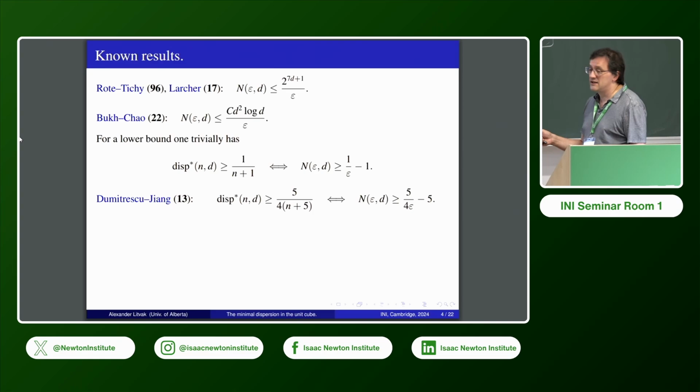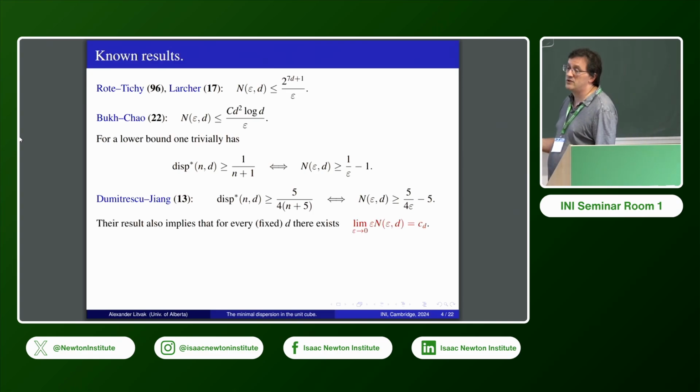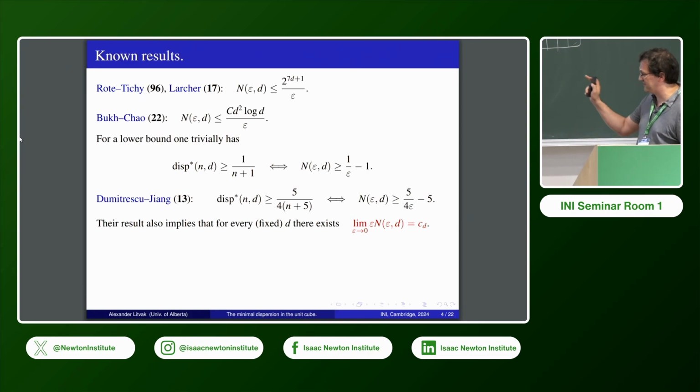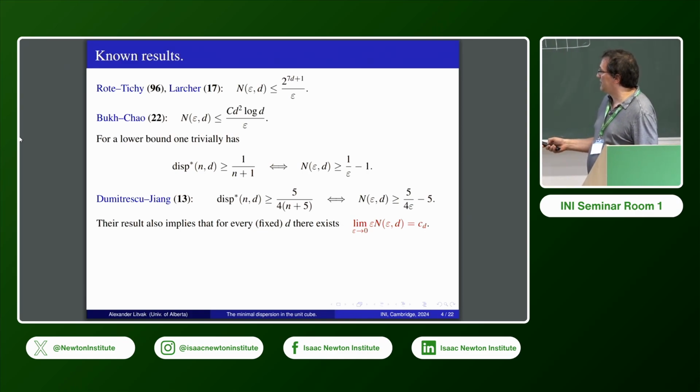What is more interesting, from their work, it follows that if I send epsilon to 0, then epsilon times n will have a limit, which let me call C_d here, but I will use C_d for different reasons. So if we send epsilon to 0, then we have such a limit, and of course it's interesting to understand what C_d is. Say from this bound, it's clear that C_d is less than d squared log d.